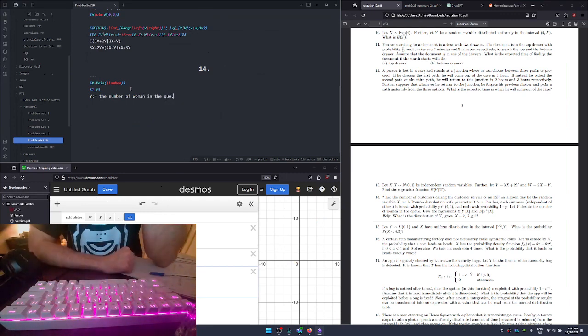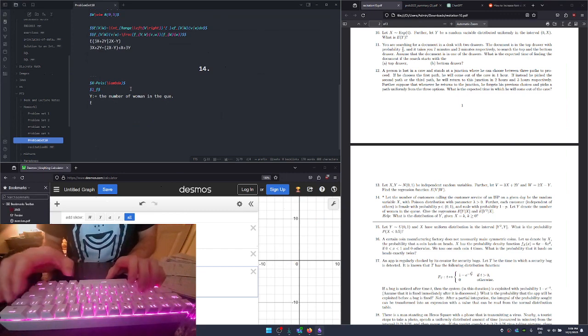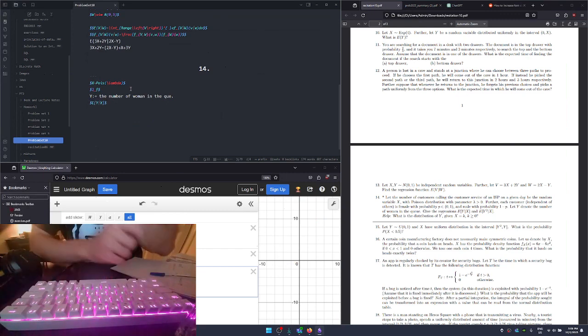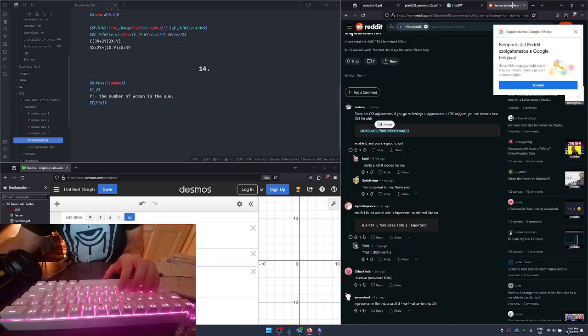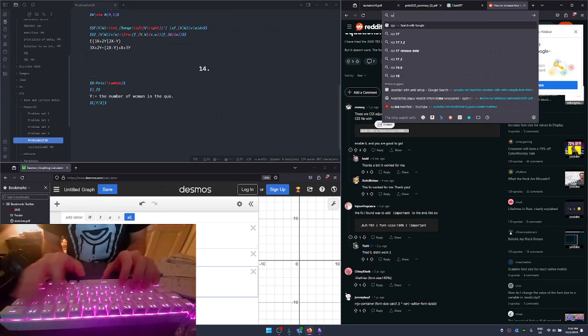So you have a number of women in the queue, right? You need to give the expression of Y given X. The regression, I mean, of Y given X, and Y squared given X. What is the distribution of Y given X equal to k? Is every normal distribution independent from each other? Let's ask it here.